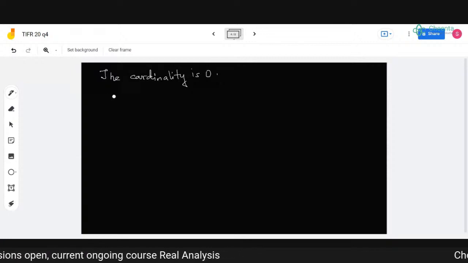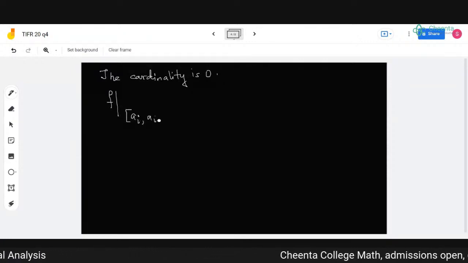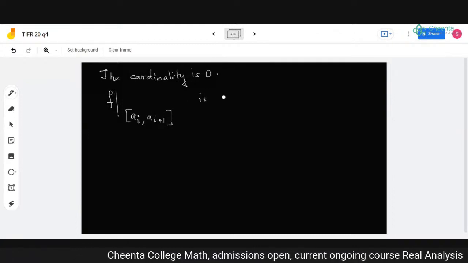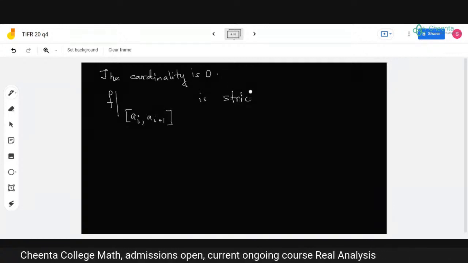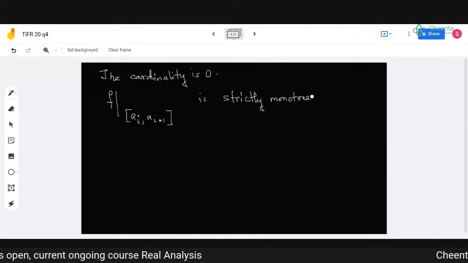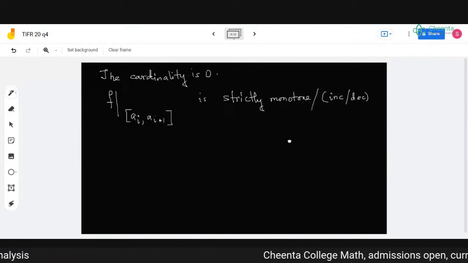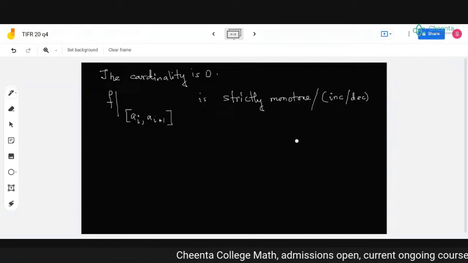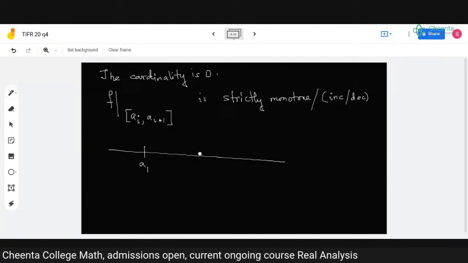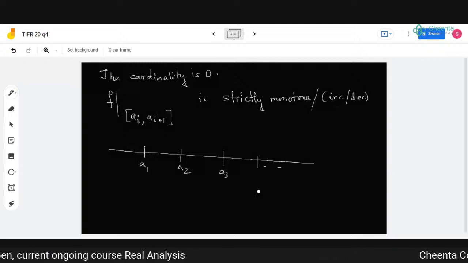So now I am using the fact that f restricted to [a_i, a_{i+1}] is strictly monotone. Strictly monotone means it is either increasing or decreasing, which is a given hypothesis. Now, if you look at it, let's say this is a1, a2, a3, and it goes on like this as an increasing sequence.